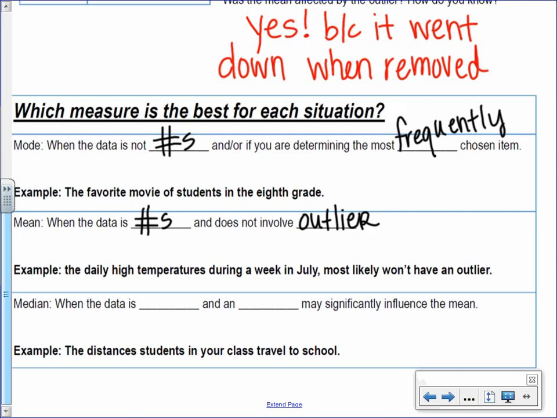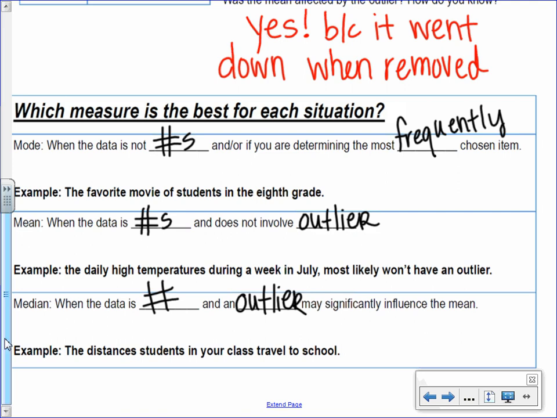Now, the median is when the data is numerical, and an outlier may significantly influence the mean. Definitely. Like this example is a good one: the distance students in your class travel to school. There's going to be outliers. Some of you travel 45 minutes to get to school, where a majority of us only travel about 15 to 20, but that 45 minutes is going to be a huge outlier. So in that situation, we're going to use the median, the number that falls in the middle. If there's an outlier, you're going to want to use the median. If there's not, go ahead and use that mean.